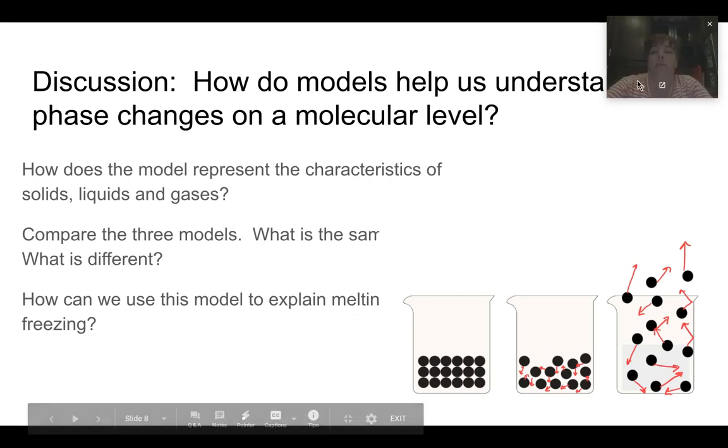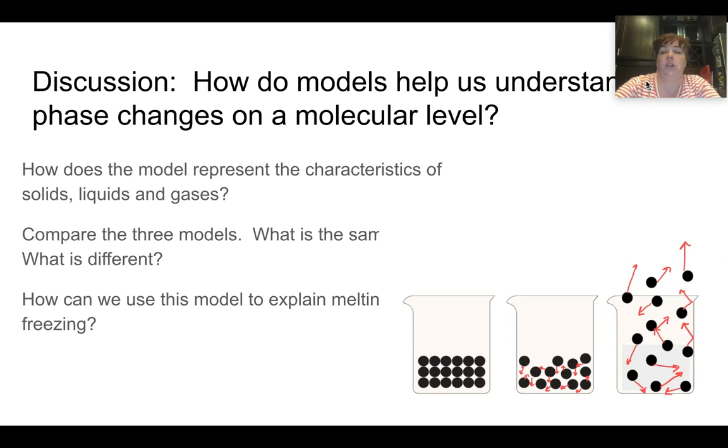How do models help us understand phase changes on a molecular level? Okay, so this is what you're going to be doing in your assignment today. How does this model represent the characteristics of solids, liquids, and gases? Compare our three models. What is the same and what is different? Well, they all are made out of molecules. They're all moving in some way. Okay, and this is meant to be the same substance.